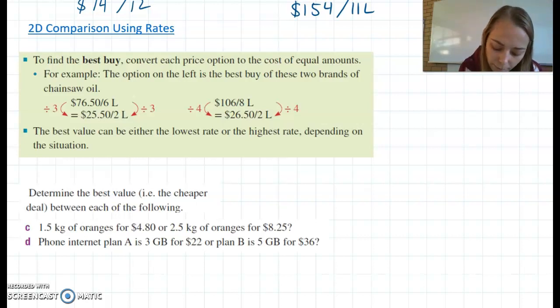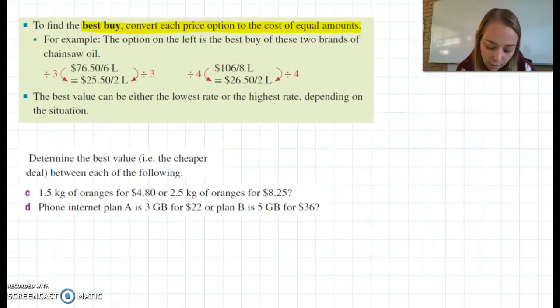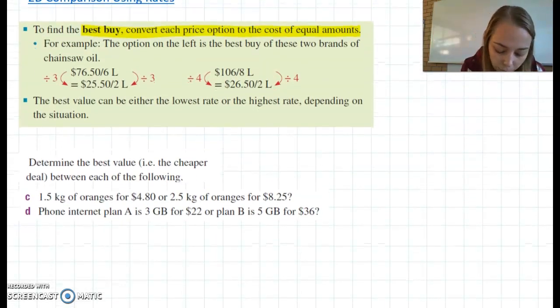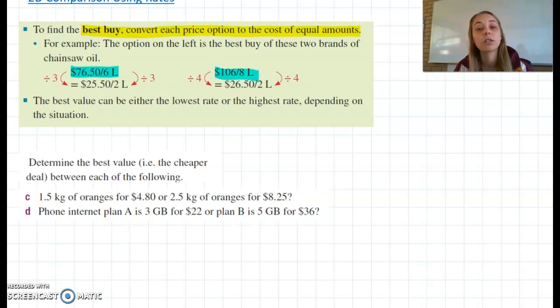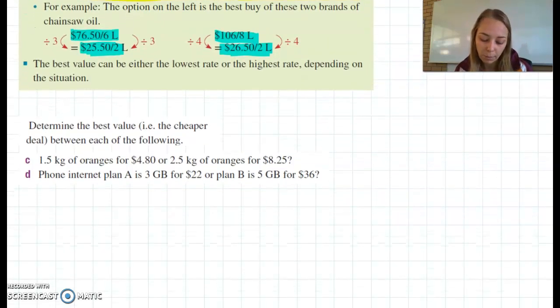To do the best buy option, we have to convert each price option to equal amounts, so to comparable amounts. For example, in their example, they have oil and they're comparing one that shows the cost per 6 litres of oil and one that shows the cost per 8 litres of oil. That's not very easy for us to tell which one is cheaper. We can't compare them yet. So we change them both to a unit that we can compare. They've changed them both to per 2 litres. You could change them both to per 1 litre, or a different amount that you want to compare them to.